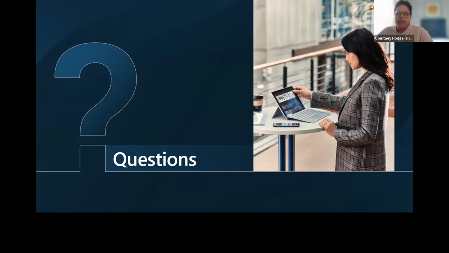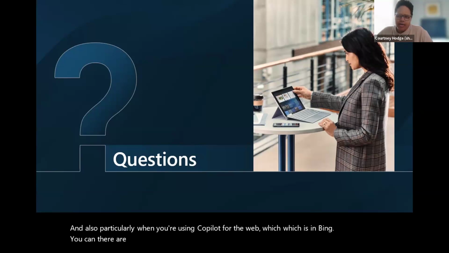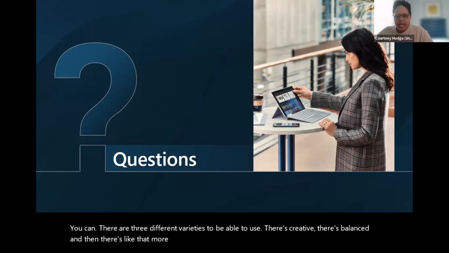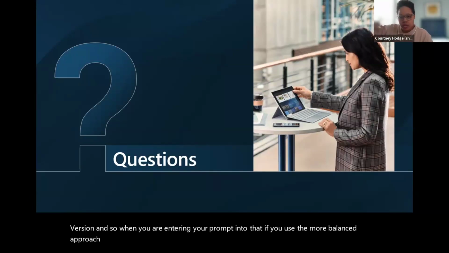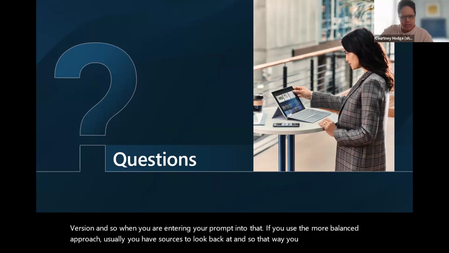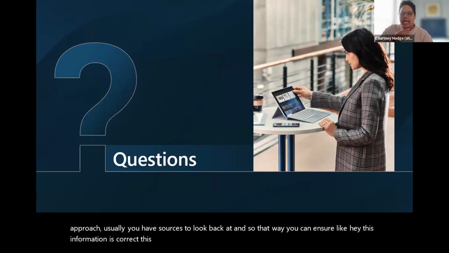And also, particularly when you're using Copilot for the web, which is in Bing, there are 3 different varieties to be able to use. There's creative, there's balanced, and then there's that more professional version. When you are entering your prompt, if you use the more balanced approach, usually you have sources to look back at. That way you can ensure, hey, this information is correct, this is where it came from. And it uses different types of sources.